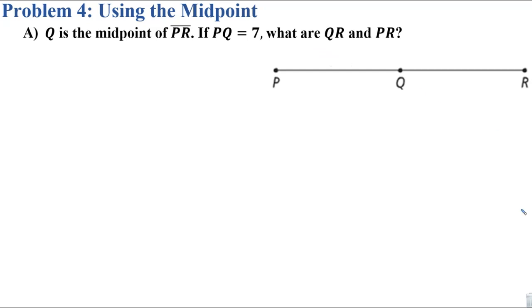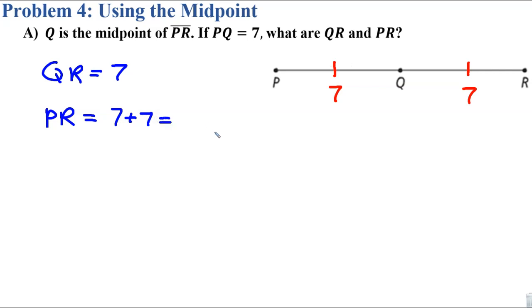Okay, so right off the bat, we're given that Q is the midpoint, meaning that PQ will be congruent to QR. Now again, I'm going to mark up this picture with anything that'd be nice to know. We're given that PQ is equal to 7, and since Q is the midpoint, that means that QR is 7 as well. So we know that answer right off the bat. QR is just equal to 7. And then we don't know what PR is. Well, that's just going to be 7 plus 7, adding those two congruent parts together, which will give us 14.